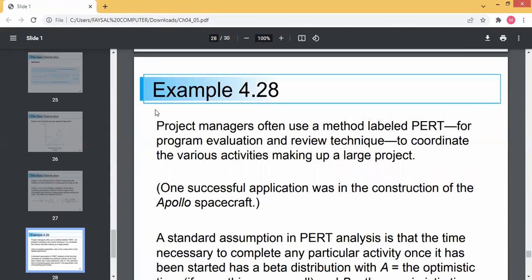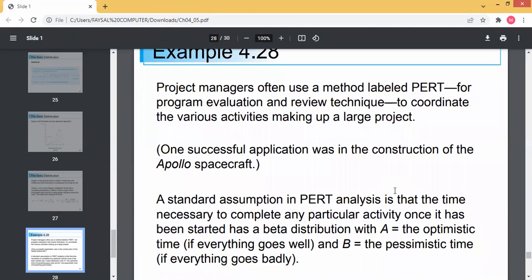Project managers often use a method labeled PERT. Basically, PERT means project evaluation and review technique, to coordinate the various activities making up a large project. Our standard assumption in PERT analysis is that the time necessary to complete any particular activity once it has been started has a beta distribution.